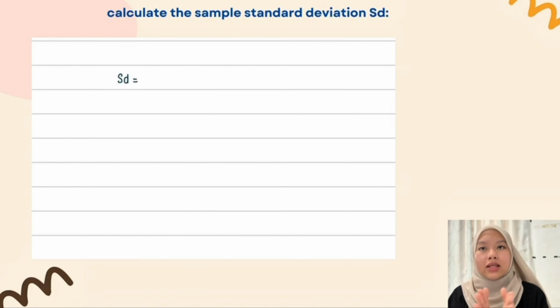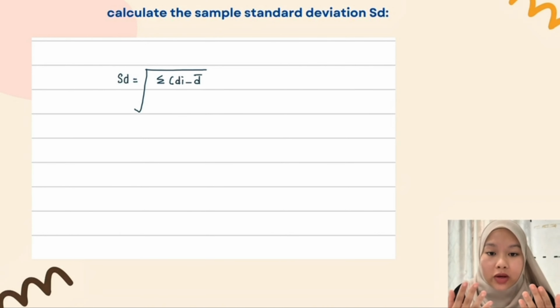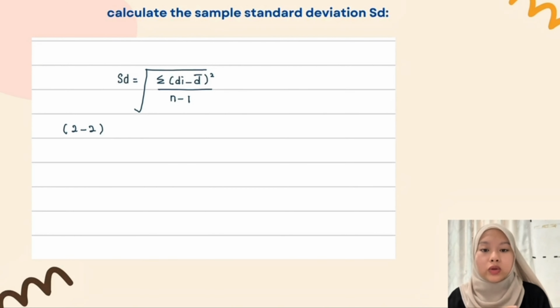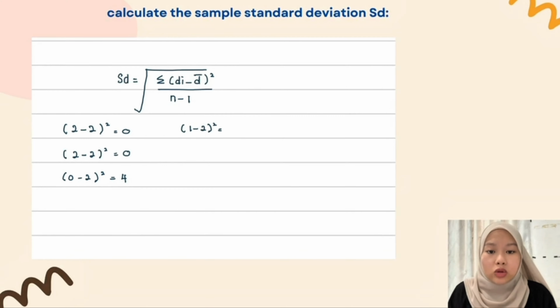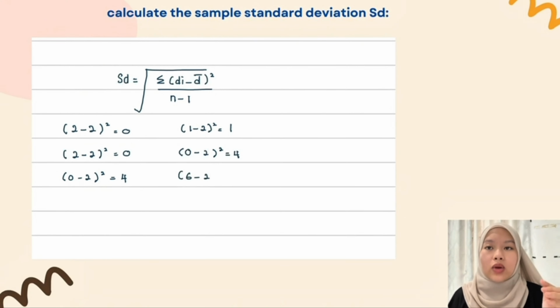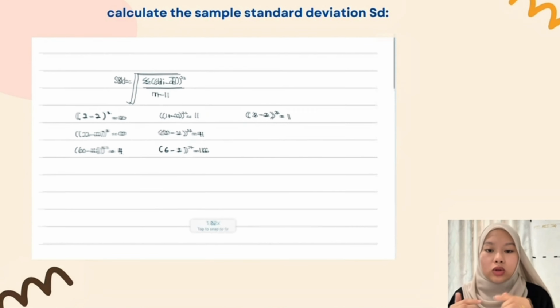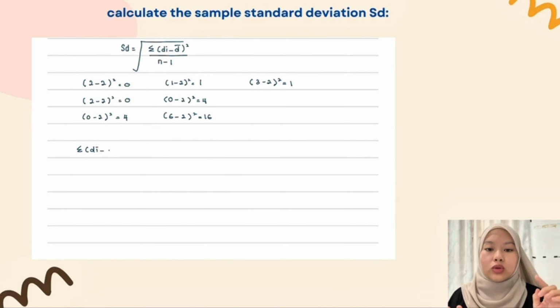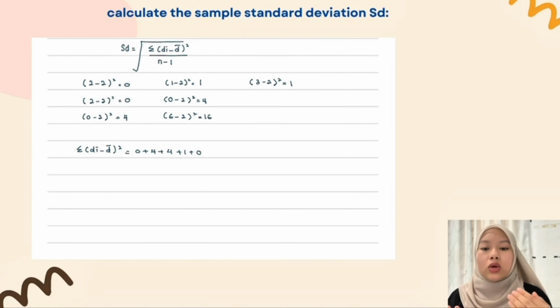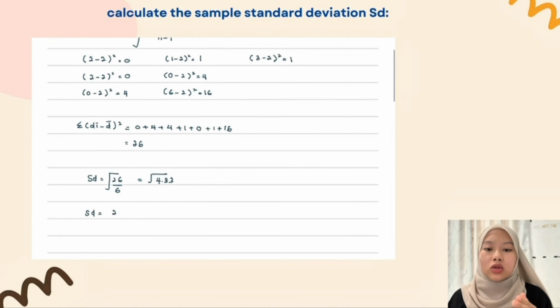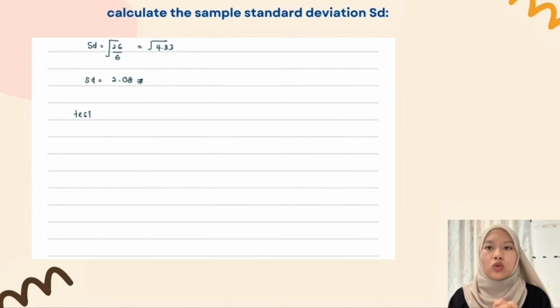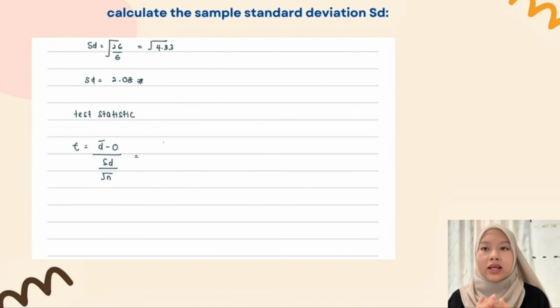Now we can calculate the sample standard deviation, s d. What is the formula for standard deviation? The formula is the square root of the total of d minus d bar squared, divided by n minus 1. How do we get the total of d minus d bar squared? We need to calculate one by one like I showed in the slides. First, 2 minus 2 squared equals 0. 2 minus 2 squared equals 0. 0 minus 2 squared equals 4. 1 minus 2 squared equals 1. 0 minus 2 squared equals 4, 6 minus 2 squared equals 16, and 3 minus 2 squared equals 1. From that, we total up and get 26. We use the 26 in the formula, and the standard deviation that we get is 2.08.